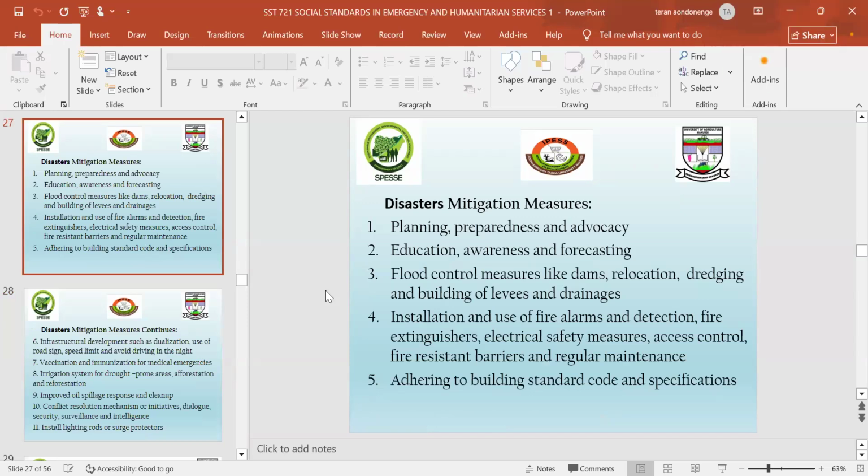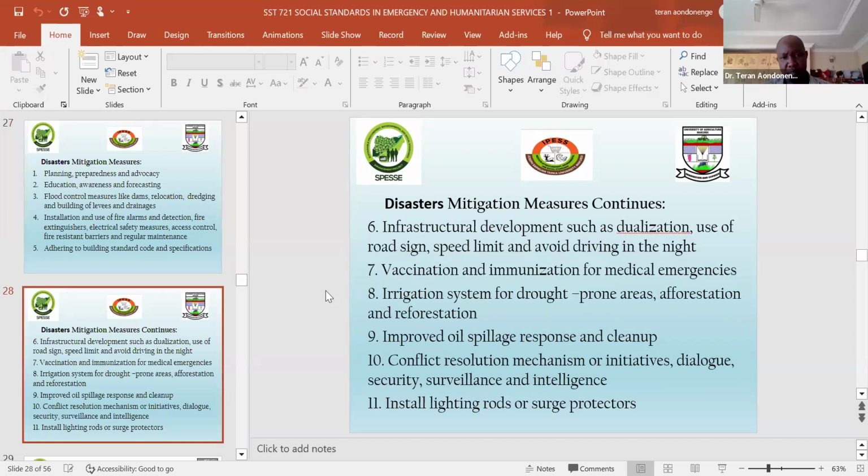Okay, mitigation measures: planning, preparedness, and advocacy, education, awareness, and forecasting, flood control measures like dams, relocation, dredging, and building of levees and drainages, installation and use of fire alarms and detection, fire extinguishers, electrical safety measures, access control, fire resistance barriers, and regular maintenance, adhering to building standard codes and specifications. Go ahead.